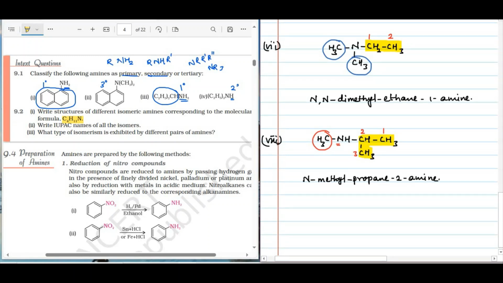Seventh and eighth, they are isomers. They are structural isomers. So all the structures are structural isomers of each other. In the next part on amines, we are going to discuss the preparation of amines.